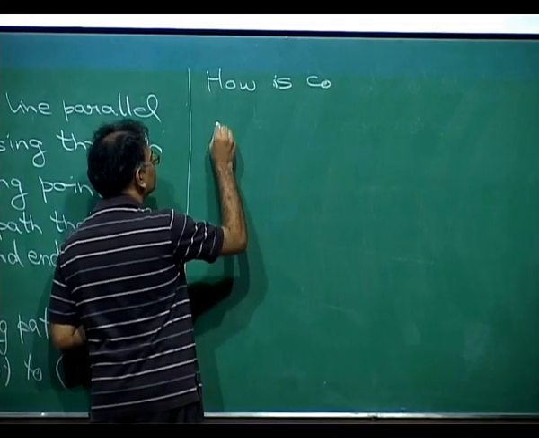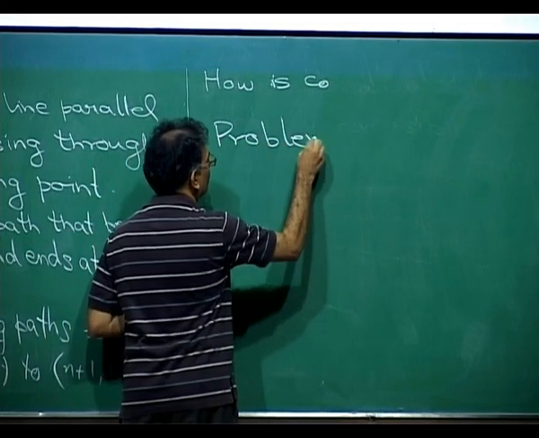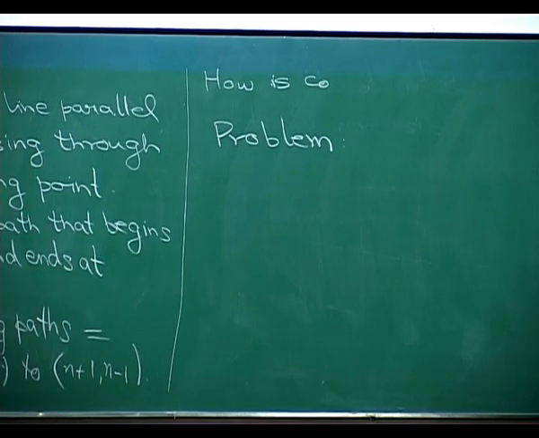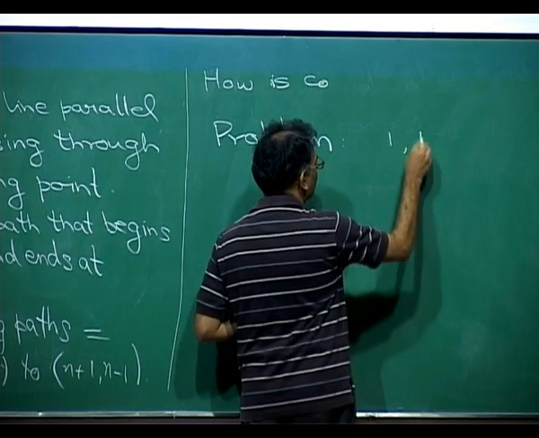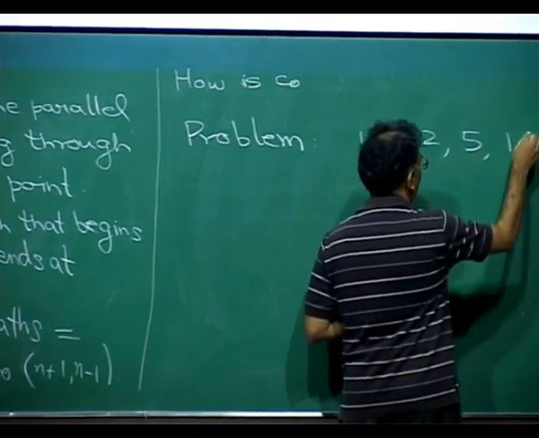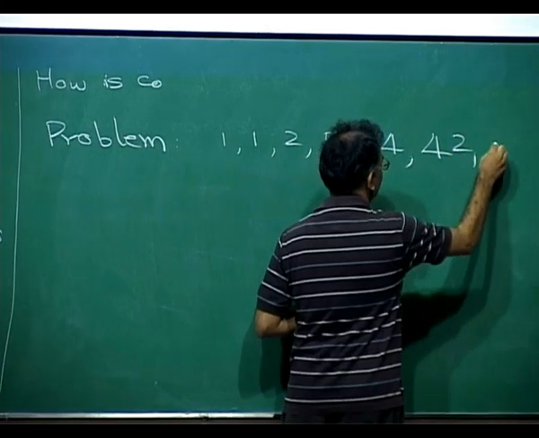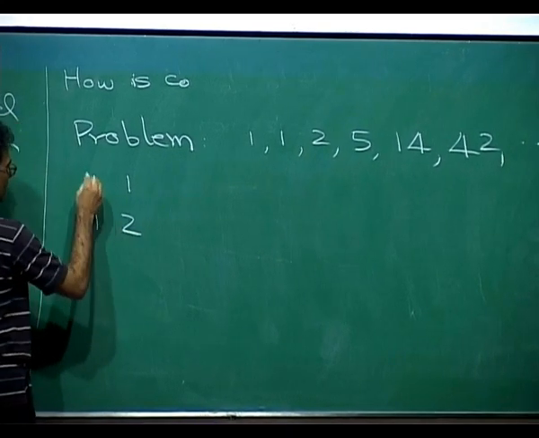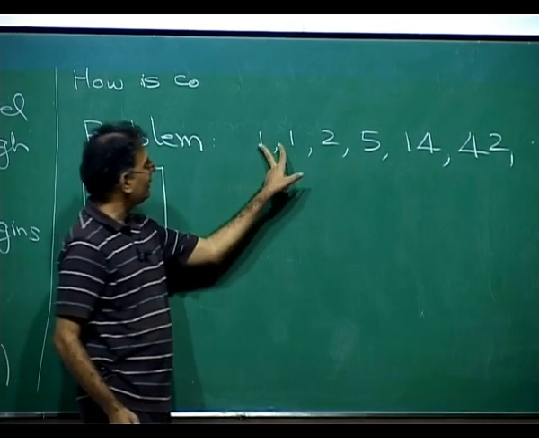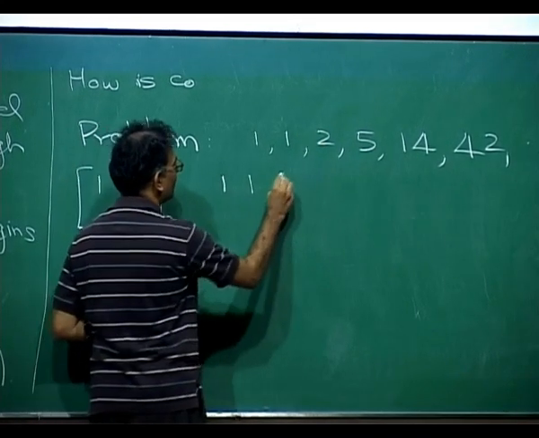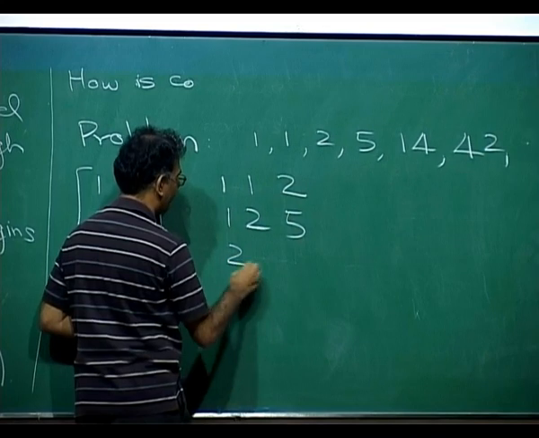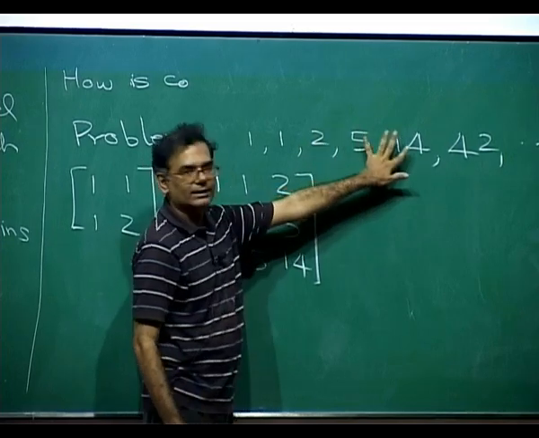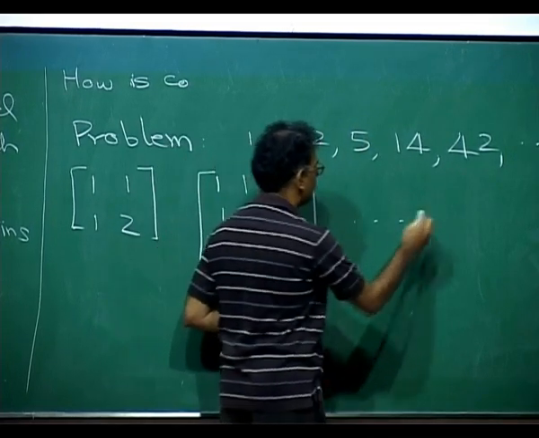So, question. This sequence of Catalan numbers that you have, you can form matrices from them. So here is the sequence: 1, 1, 2, 5, 14, 42. You form a matrix by just taking 1, 1, 2, and shift. The next matrix is 1, 1, 2, 1, 2, 5, 2, 5, 14. The first 3, the next 3, the next 3. In this way you form a whole set of matrices.